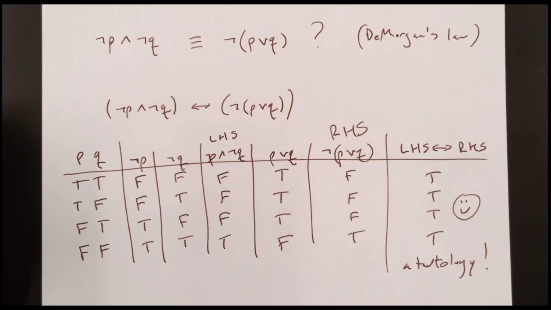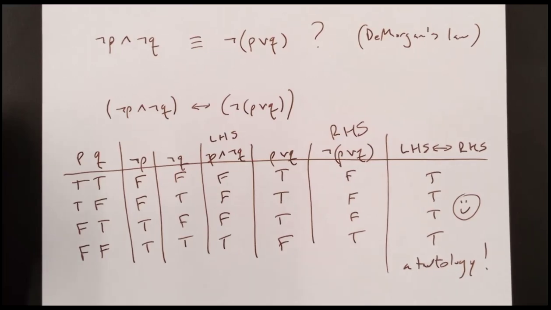Any single row that spits out a false, stop right there. You're done. Those are not logically equivalent. This only applies to the final if and only if column.